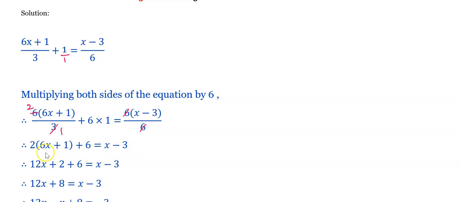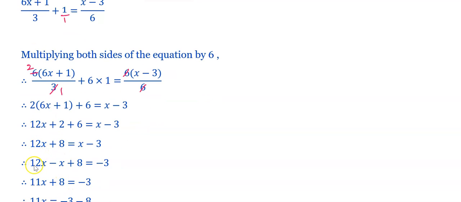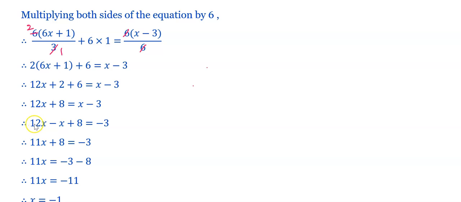Now the simple multiplication, that is 2 into 6x, you will get 12x, 2 into 1 is 2, plus 6, that equals x - 3. Now the 2 plus 6, that is 8. Therefore here is 12x. Transfer this x to the left hand side, then you will get 12x - x and this 8. Next 12x - x, that is 11x.